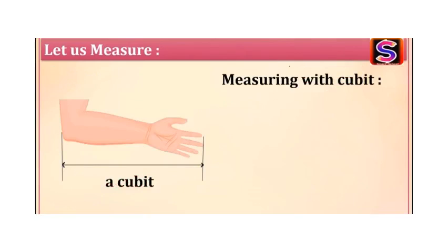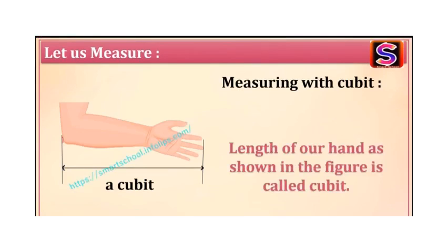Now see the next picture. Measuring from hand to elbow is called a cubit. The length of our forearm as shown in the figure is called a cubit. What do we call the length from hand to elbow? A cubit. Yes, very good.